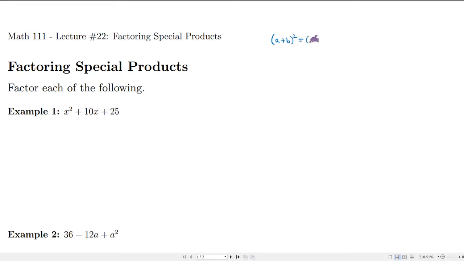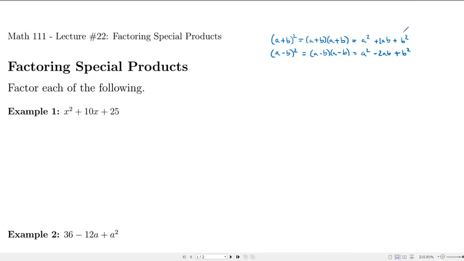A plus b squared is just a plus b times a plus b. And filling this out, we're going to get a squared plus ab plus ab, so that'll be plus 2ab plus b squared. And the other type would be a minus b squared. So that would be a minus b times a minus b, which would be a squared, and that would be minus ab, so that would be minus 2ab, and then plus b squared.